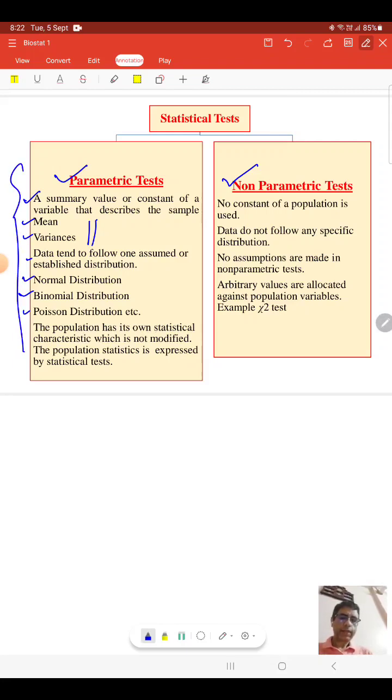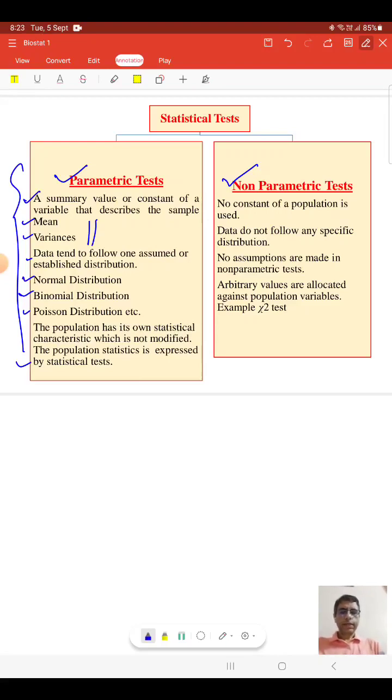The population has its own statistical characteristic which is not modified. See, this is the key word. It is not modified. The population statistics is expressed by statistical test. So from the observations of the population, we shall have mean, we shall have variances, and data following one assumed or established distribution like normal distribution, binomial distribution, Poisson distribution. We shall come to details in next lectures.